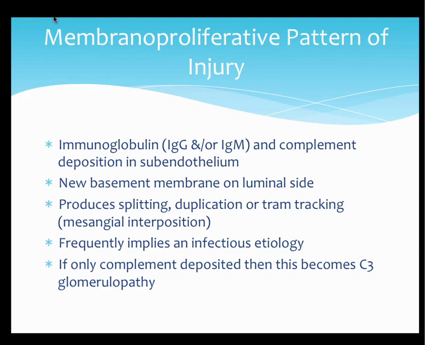Frequently there is immunoglobulin, either IgG and/or IgM, deposited in the subendothelial space along with C3 complement. There is then new basement membrane which forms on the luminal side of the capillary loop. This produces splitting or duplication or tram-tracking of the glomerular basement membrane. It frequently implies an infectious etiology, and if only complement is deposited rather than immunoglobulins, this then is now called C3 glomerulopathy.